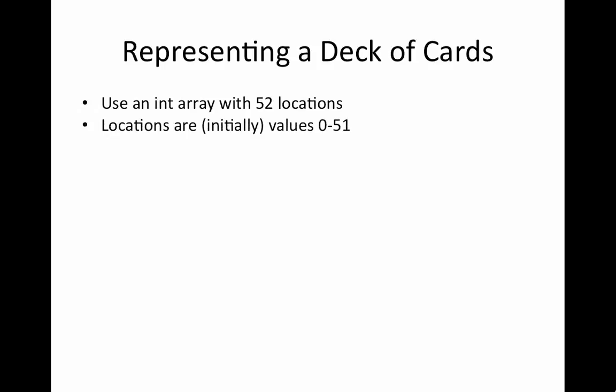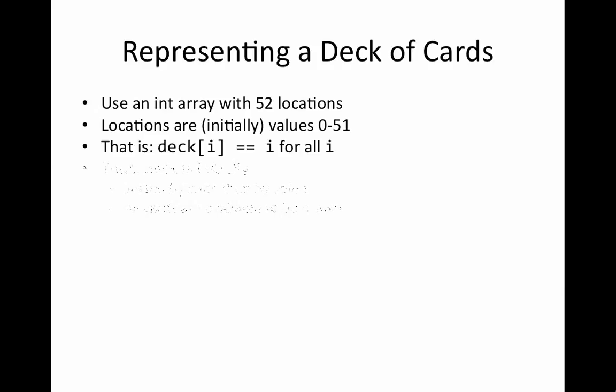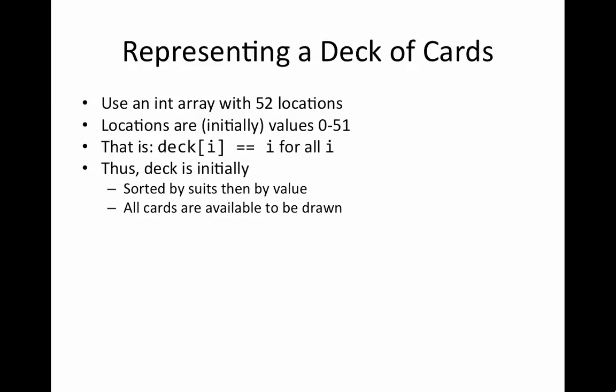Now, how do we represent the whole deck of cards? We can use an int array that will have 52 locations, since we said that we can represent any card with a number between 0 and 51. The locations will initially be those card values, so deck of i will be equal to i for all of the indices of the array. This has the nice feature that initially the deck is sorted by suits and then by value. And also initially all the cards are available to be drawn.